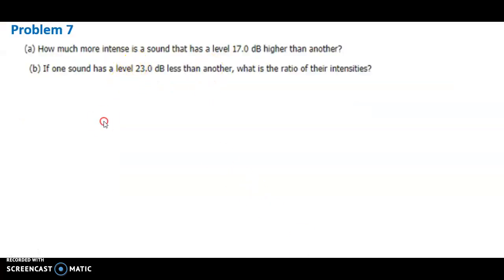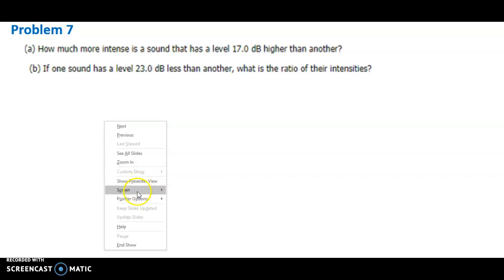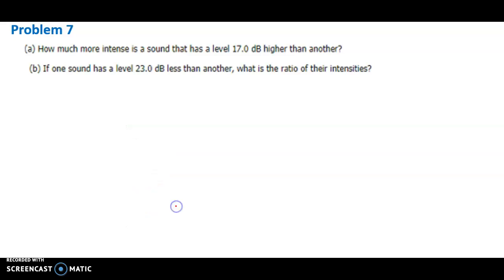Now part B, just similar to the previous part, but now we're given that one sound is less than the other. So let's consider again the first sound is less than the second sound. So we say like beta 2 is the greater. So beta 2 is beta 1 plus 23.